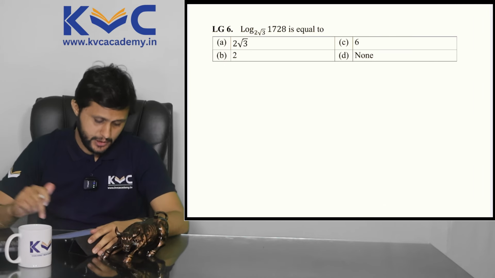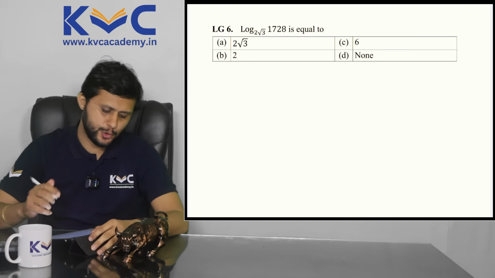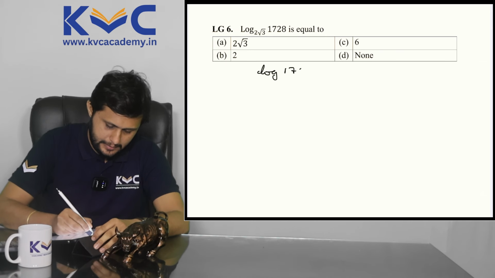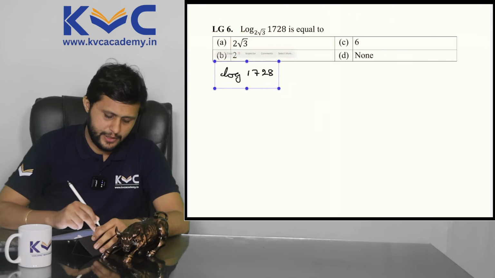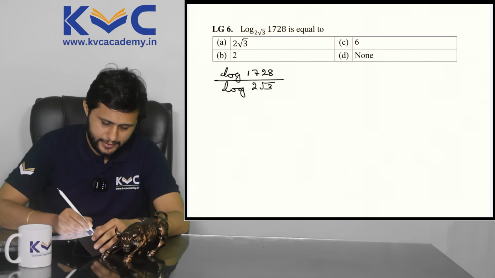Moving on to the next question. We have logarithm of 1728 to the base 2 root 3. First step, we will rewrite the given question as base 10 logarithm of 1728 divided by base 10 logarithm of 2 root 3.